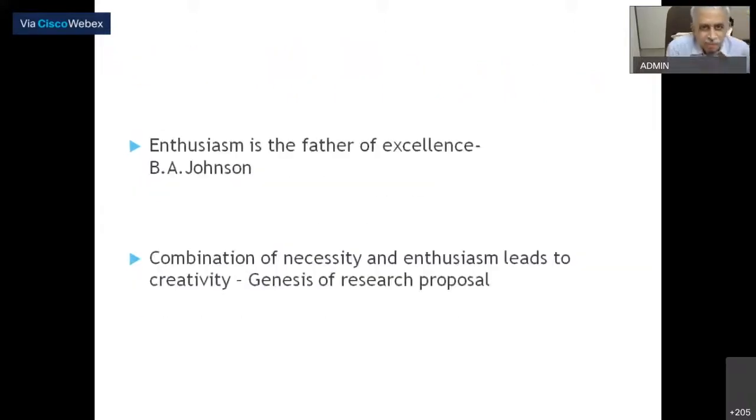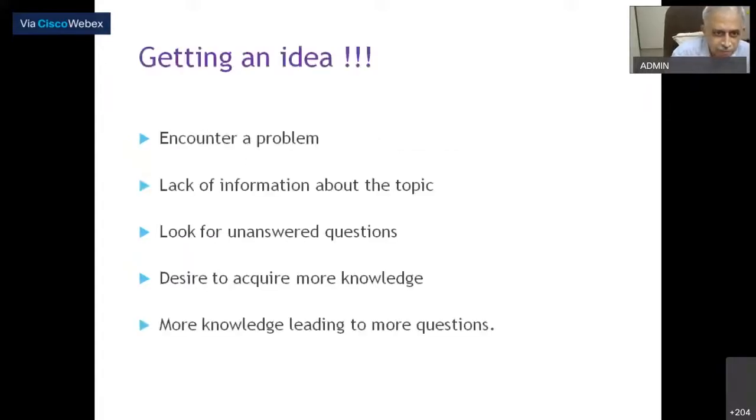Enthusiasm is the father of excellence, said Johnson. The combination of necessity and enthusiasm leads to creativity. This is the genesis of research proposals. So once you have enthusiasm, once you have creativity, obviously you will get ideas and you will make a good research proposal. So how to get the idea?